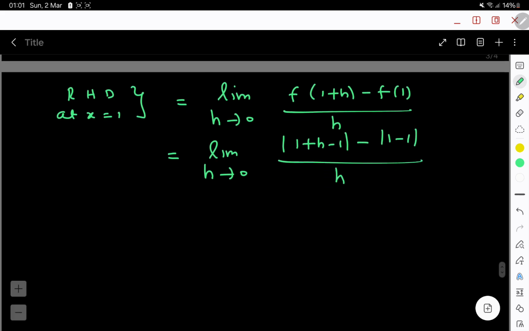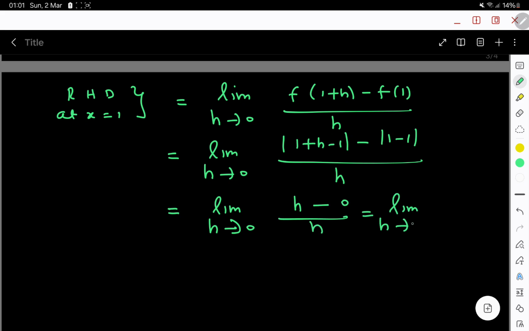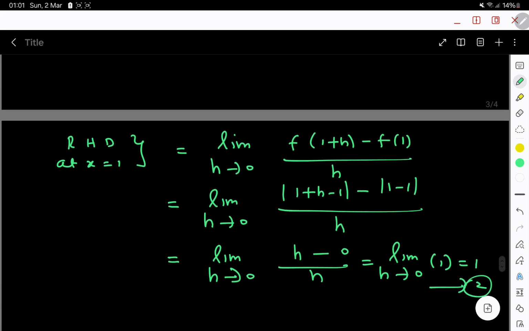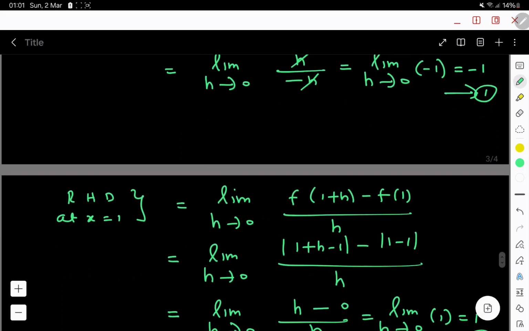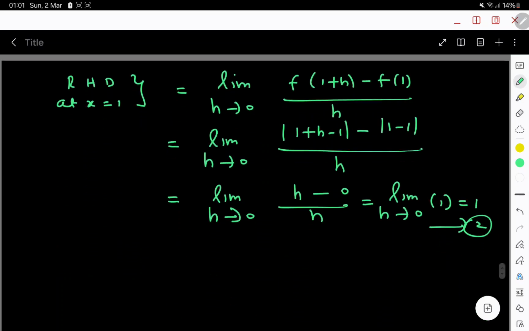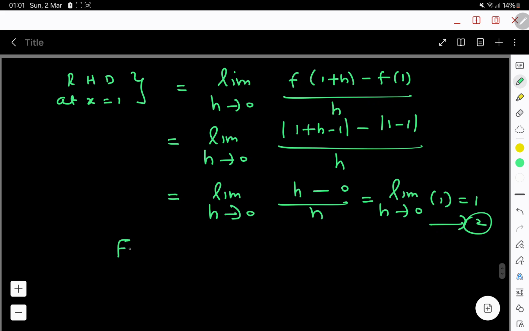Okay, so limit h tends to 0, 1 and 1 cancel, mod of h is h, minus 0 by h cancels. So limit h tends to 0, 1 is equal to 1. Okay, this is equation number 2. So from 1 and 2, both the values are not equal. Left hand derivative is minus 1, right hand derivative is plus 1. So from 1 and 2, left hand derivative is not equal to right hand derivative.